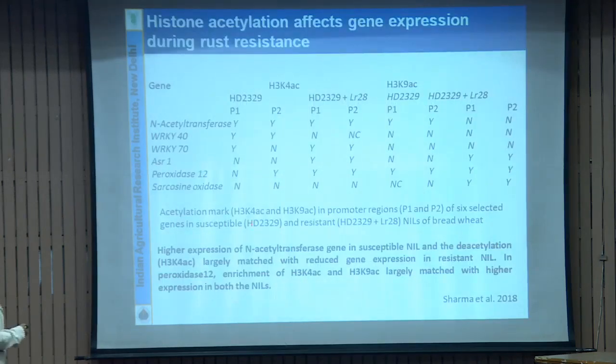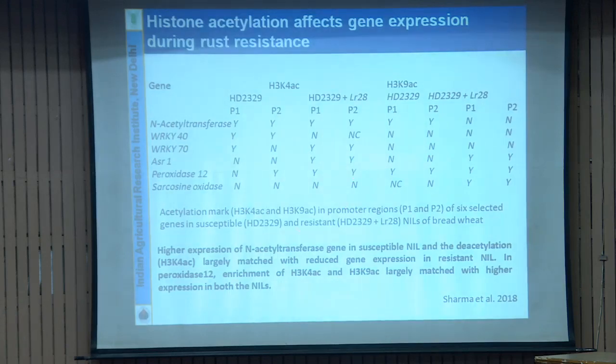This shows the result. Maybe I can summarize this. Y represents yes, N represents no, and NC means not calculated. This is the susceptible genotype, this is the resistant genotype, this is susceptible, this is resistant. This is the proximal promoter, this is the distal promoter. So for all these genes where Y is obtained, that means histone modification was observed. That means acetylation of histone was there in that region wherever there is Y. Wherever there is N, it means no histone modification was observed in that region.